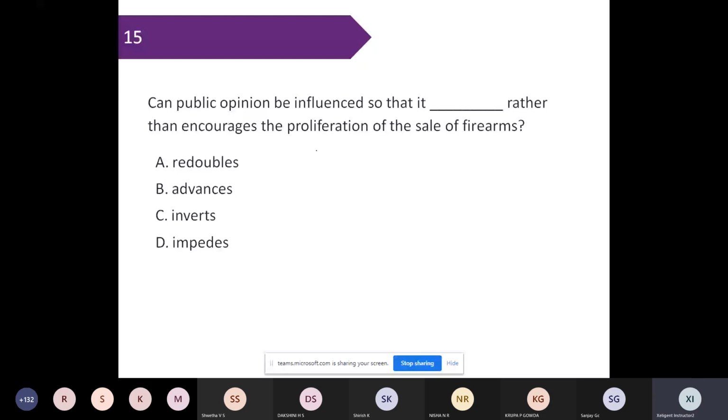And also we have so. This is an example of cause and effect sentence. If you take public opinion, if that is going to influence the result. Okay, so the former is the cause, taking public opinions, which is going to have an effect on the result. So that result is what actually, instead of encouraging the sale, it is going to discourage it.